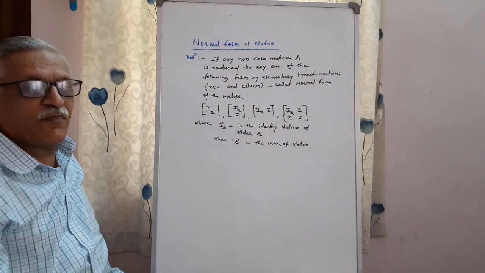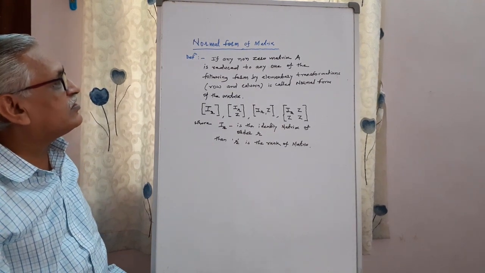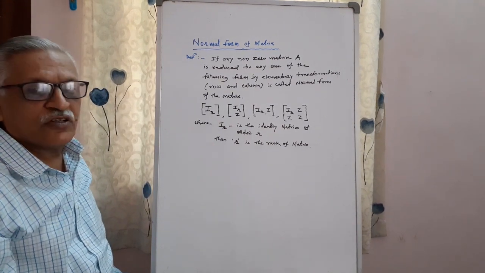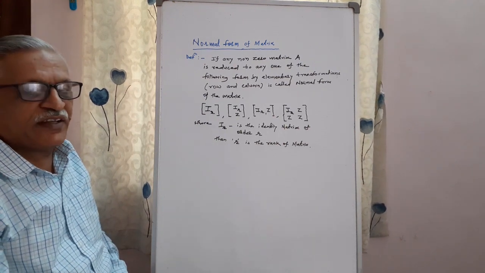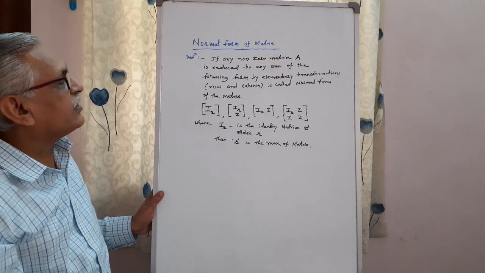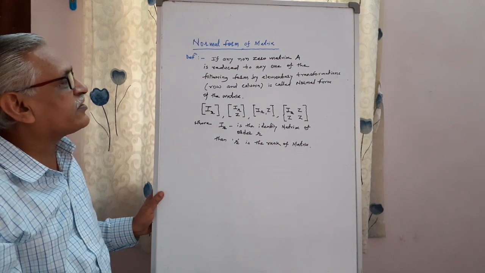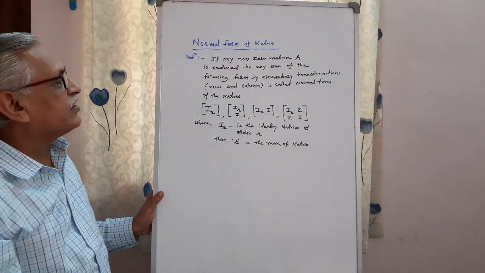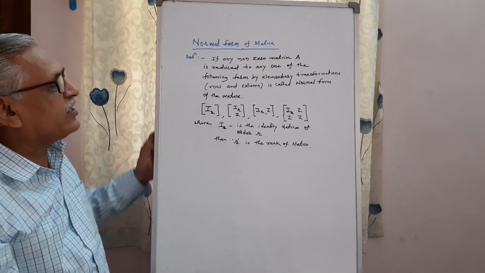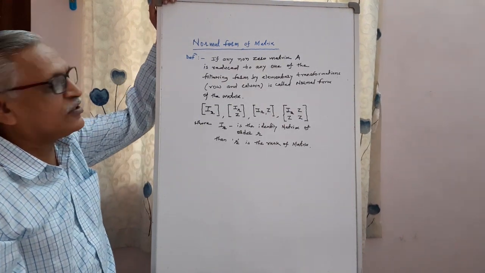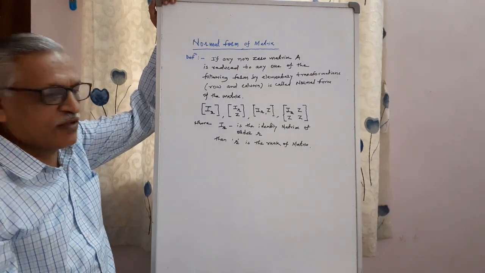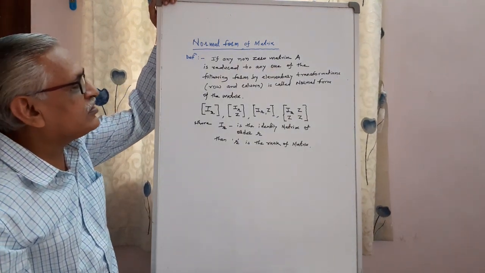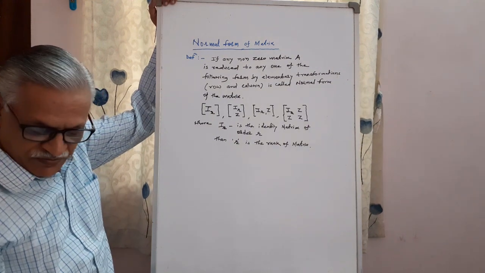Today I will present my second video for normal form of matrix. First we define it as: if any non-zero matrix A is reduced to any one of the following forms by elementary transformations, both row and column, it is called the normal form of the matrix.